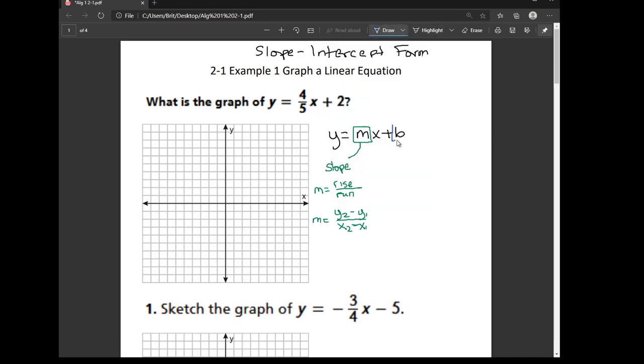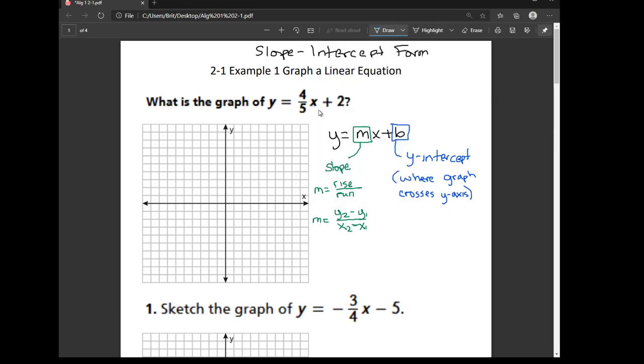Now the b value in an equation stands for the y-intercept. So what that means is that that is where the graph crosses the y-axis. So in order to graph from slope-intercept form, we're going to graph the y-intercept and then use the slope to find a second point, because it always takes 2 points in order to graph a line. So let's take a look at this example.